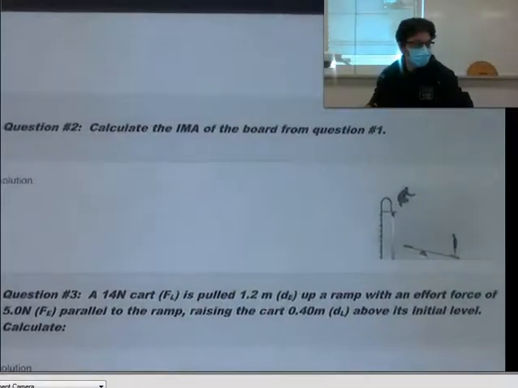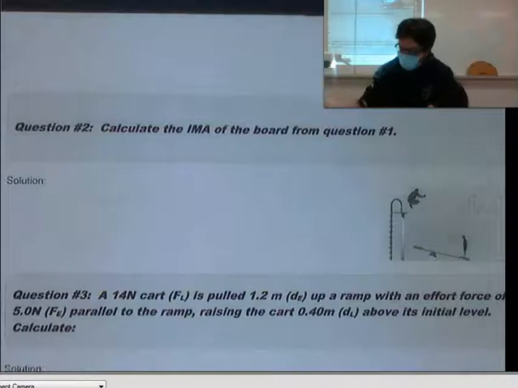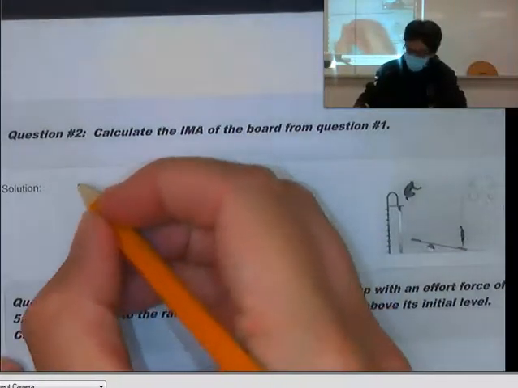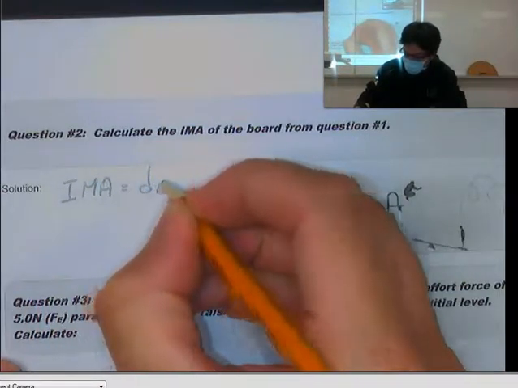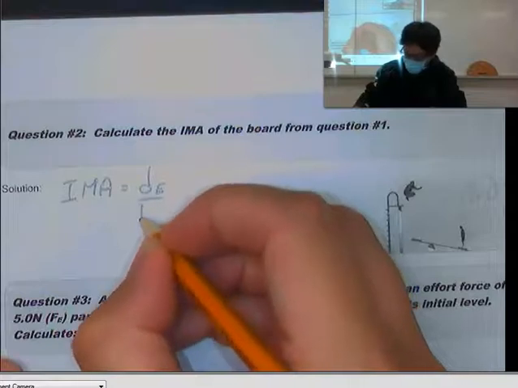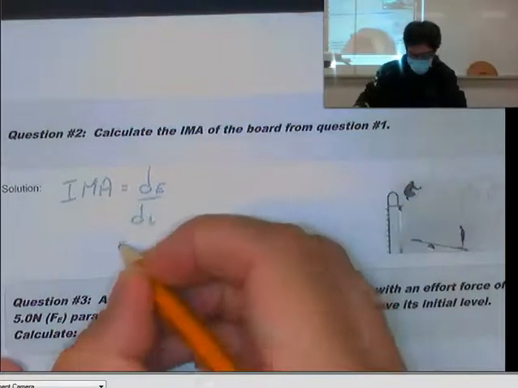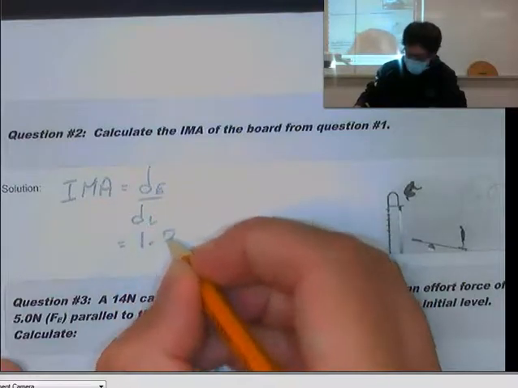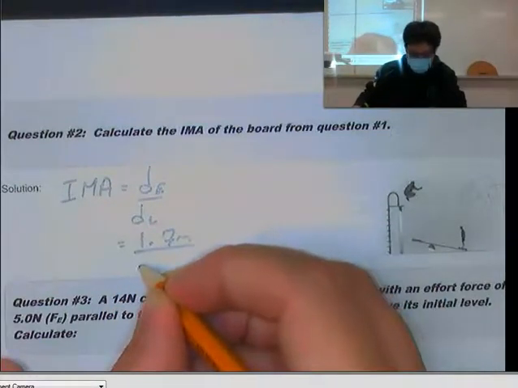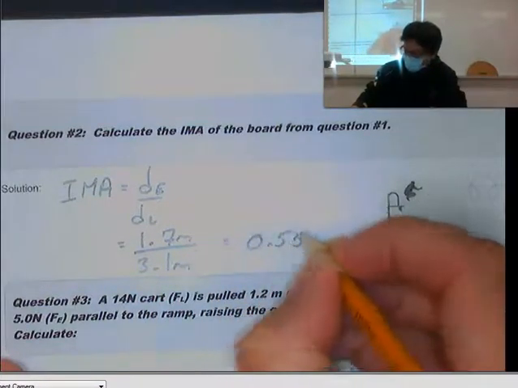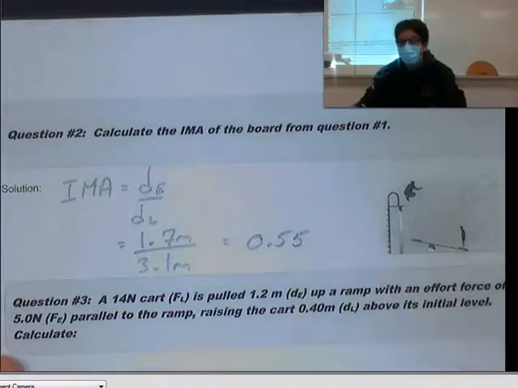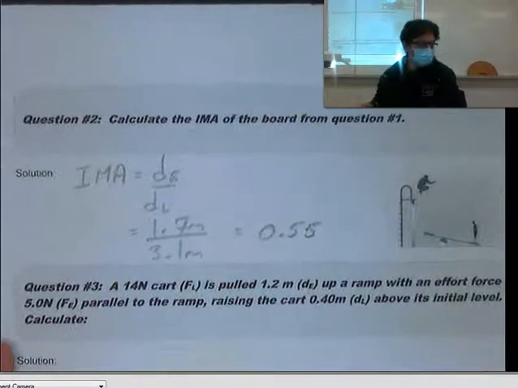All right, so let's move on. We'll look at question 2. Question 2 does say to calculate the IMA. So we just did that, but all right, we'll do it again. So IMA, the ideal mechanical advantage, is our distance arm ratio, which in this case would be our effort arm was 1.7 and our load arm was 3.1. So we got 0.55, which, like I said before, is greater than your actual one. Your ideal will always be the greatest one in a frictionless world.